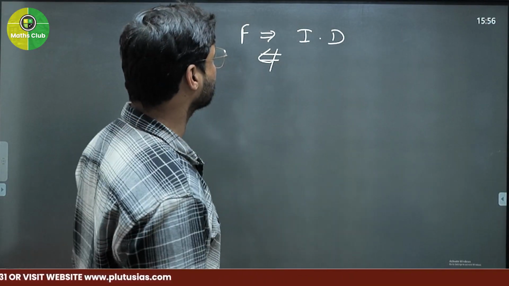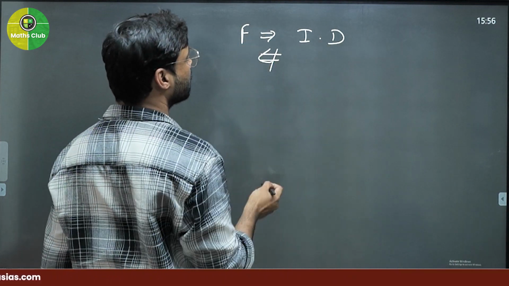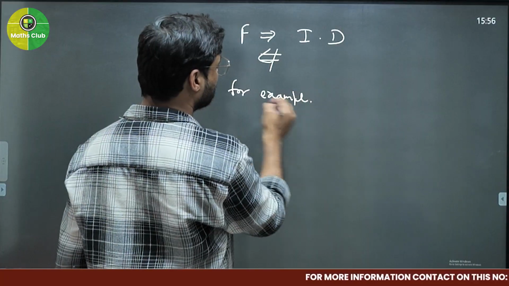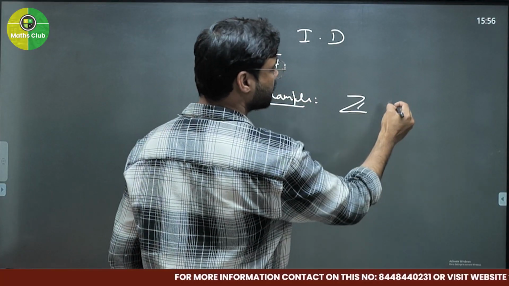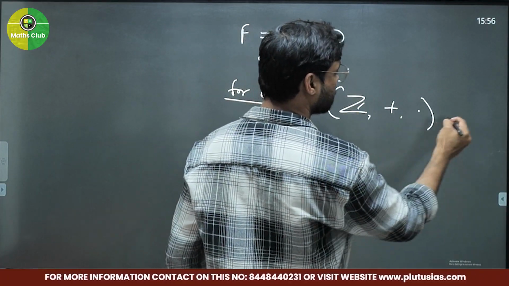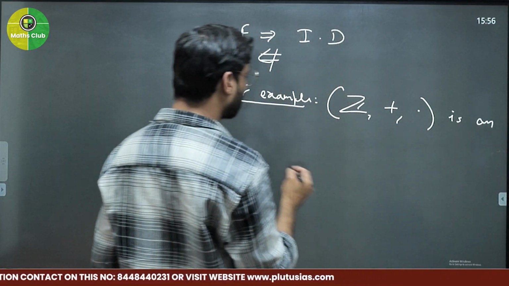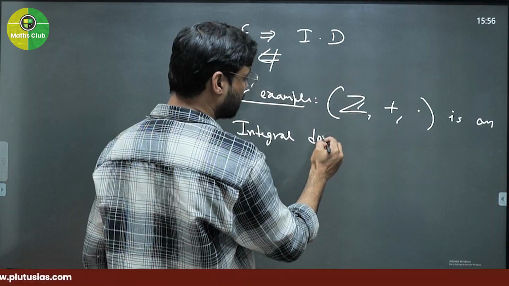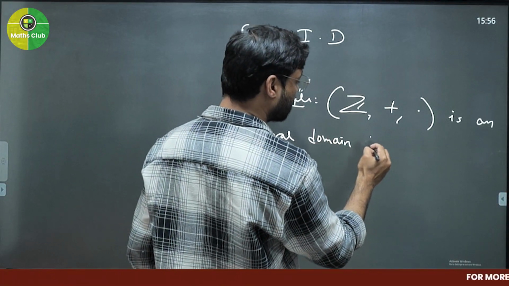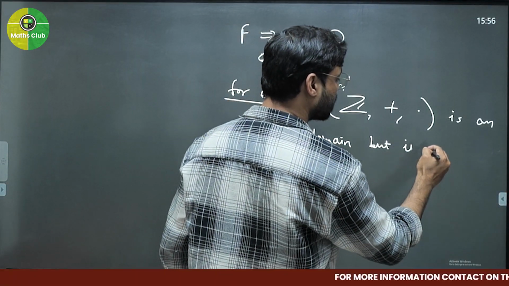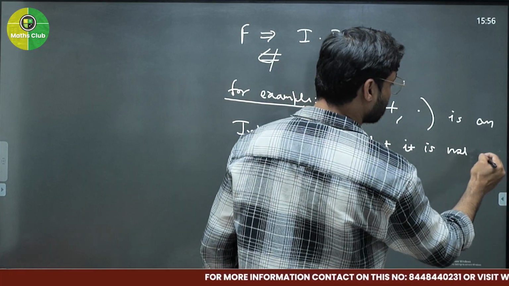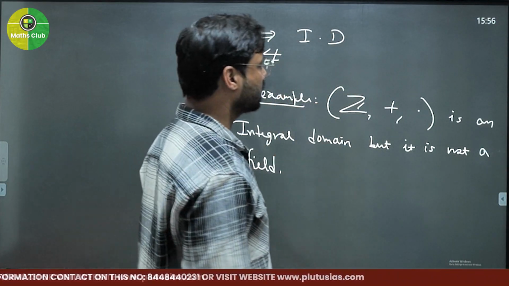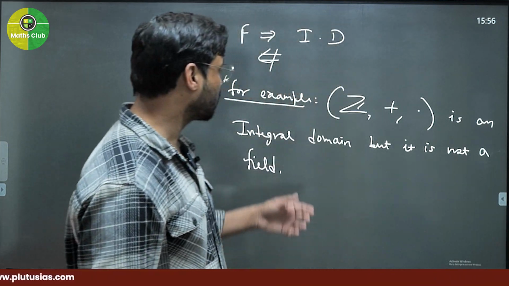That means we have an example of an integral domain which is not a field. For example, the set of integers is an integral domain, but it is not a field. So the converse is not necessarily true.